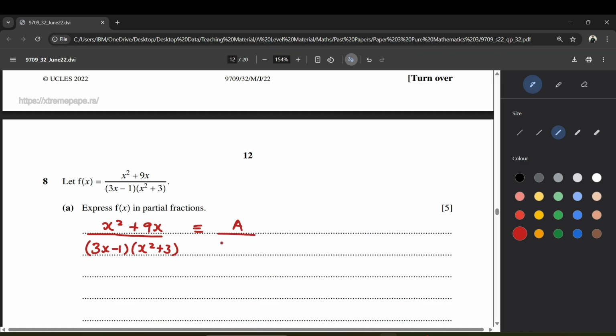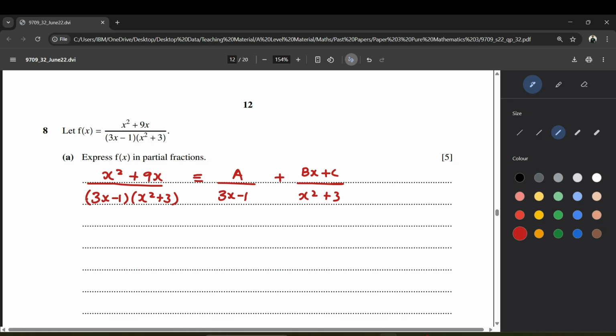So this will be A upon 3x minus 1. And because our second factor is a quadratic factor, the numerator should be a linear expression. So this will be bx plus c upon x squared plus 3. Multiply both sides by this entire denominator. So you would get A times (x squared plus 3) plus (bx plus c) times (3x minus 1).